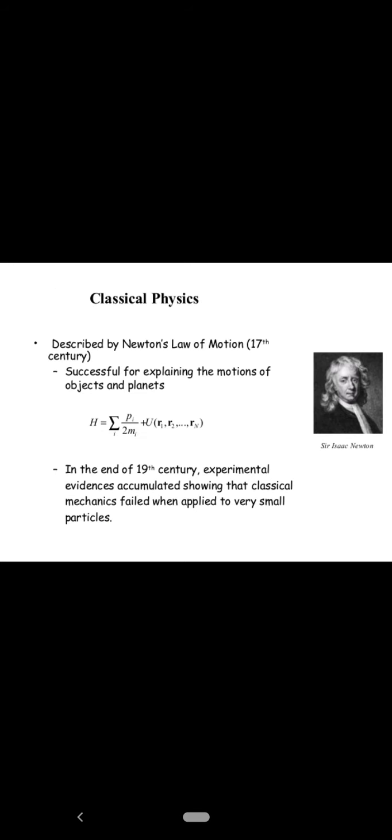Classical physics was basically developed after Newton's work in his book, and it is given by Newton's laws of motion, which successfully explain the motion of objects and planets. Classical physics is based on the kinetic energy and potential energy of particles. Here in the equation, the Hamiltonian of a system is written, which is the sum of the kinetic energy and potential energy of a particle. Here the term p_i squared by 2m_i is the kinetic energy and U is the potential energy of the particle.